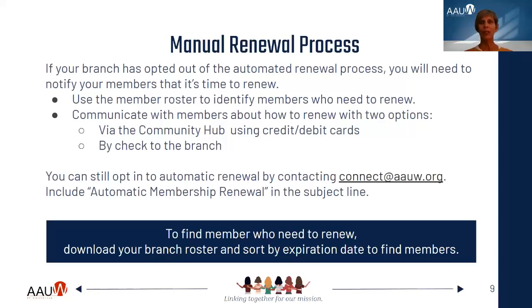If you have just realized that you opted out of the automatic renewal and you've changed your mind, it's not too late. Just send an email to Connect. It's helpful if your subject line is specific to what you're trying to accomplish, so you might include a subject line like automatic membership renewal, so that it can more easily be directed to the correct person. I'm going to go through another slide, and then I'm going to go to the system to show you how to download your branch roster if you don't already know that. And there are a couple of questions in chat that I will address as I do some of the demo.